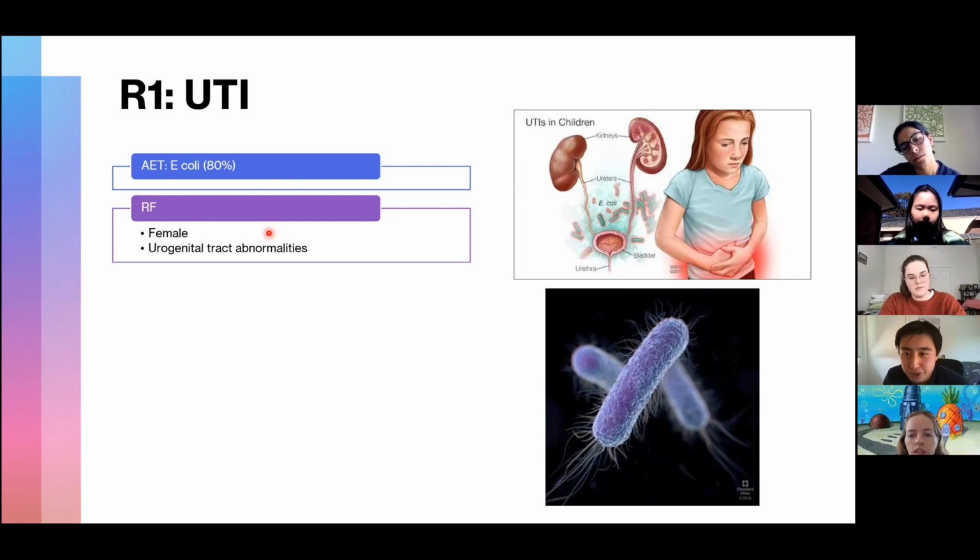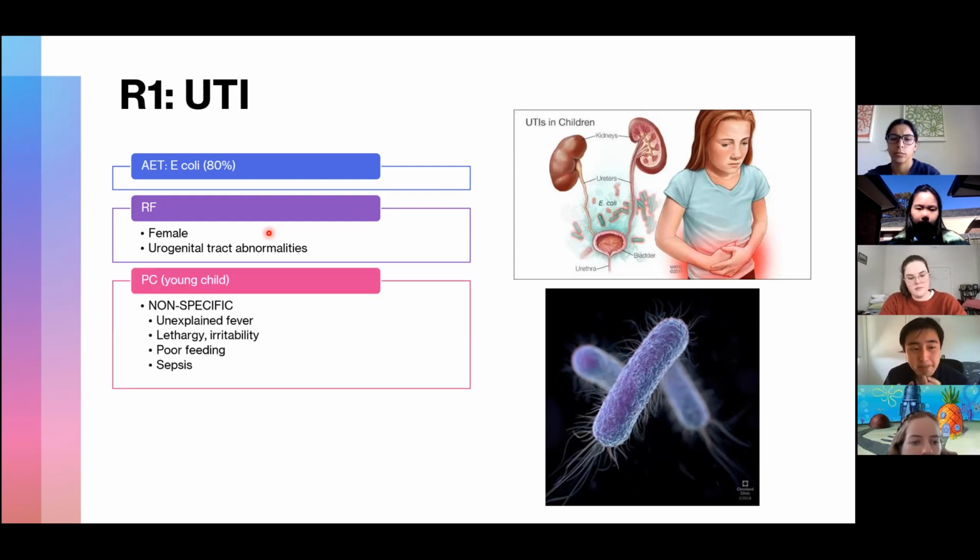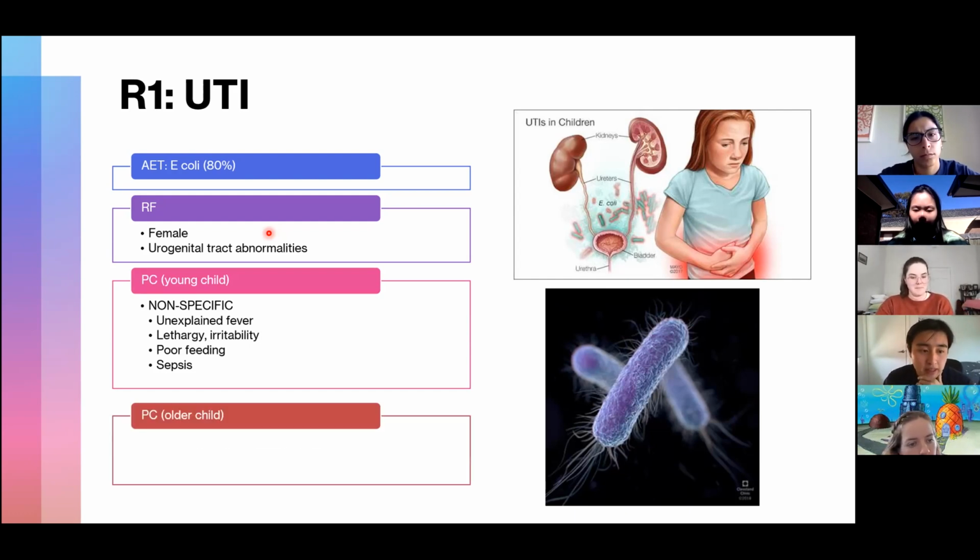The thing with UTI in children is that in younger children, it can present non-specifically. So in those patients who are young, you might see an unexplained fever, lethargy or irritability. They might also have poor feeding, and in more severe cases, they might have sepsis. So essentially, more non-specific symptoms. In contrast, in older children, you might begin to see your classic lower urinary tract symptoms. Those are urgency, frequency, and dysuria. Now, if the infection spreads further up into the kidneys, it becomes pyelonephritis.